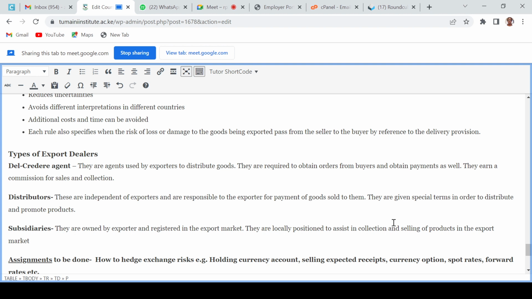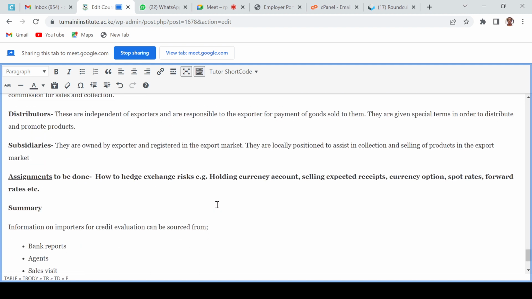And then we have what we call distributors. Who are these? They are independent of the exporter. They are responsible to the exporter for payment of goods sold to them. They are given special terms in order to distribute and promote products. So you can choose to enter an export market through a distributor. The distributor independently pays, it's up to him to do promotion and sell, as long as he pays you. So you are not depending on them to collect and pay you, but whatever they order, they are supposed to pay you.